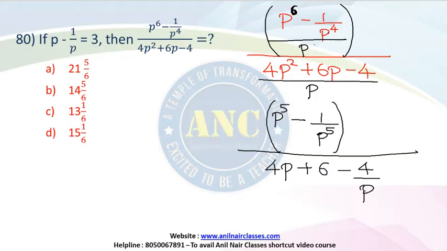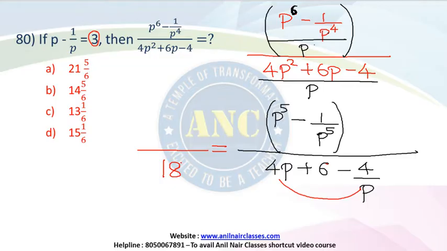Now, this is not at all a difficult task in the denominator, because the denominator is 4P minus 4 by P. 4 common factor, 4 into P minus 1 by P. P minus 1 by P value is known to us as 3. That means 4 into 3 is 12. 12 plus 6 is 18. That means I already got my denominator value as 18. There is no headache for me in the denominator at all.